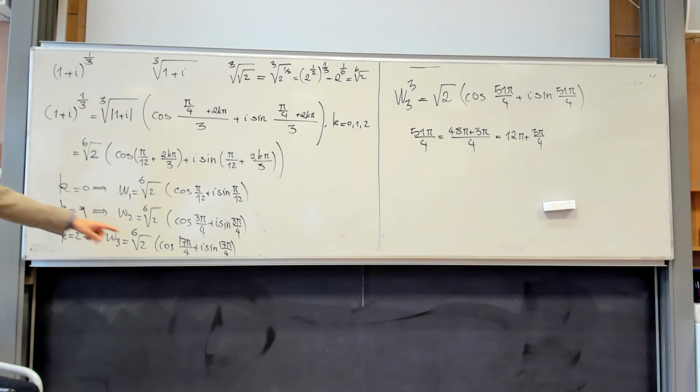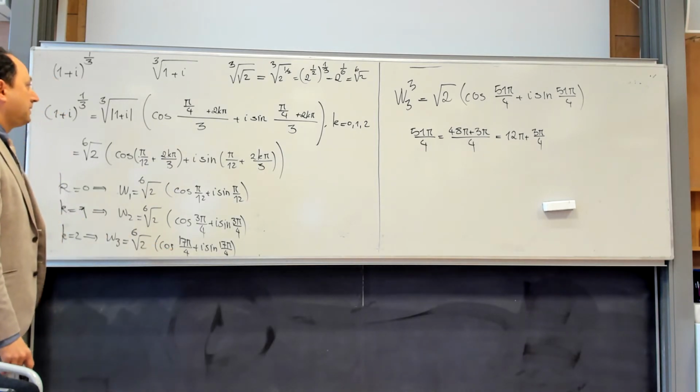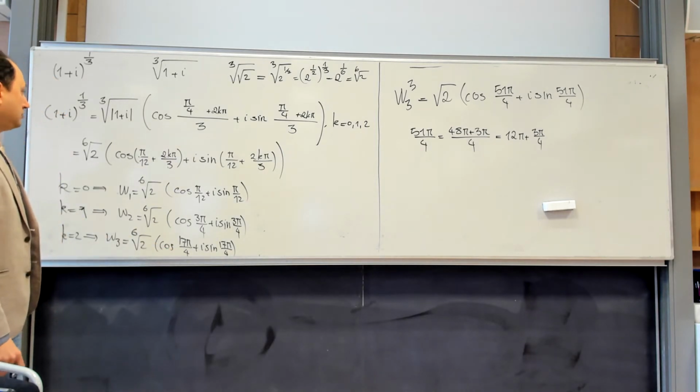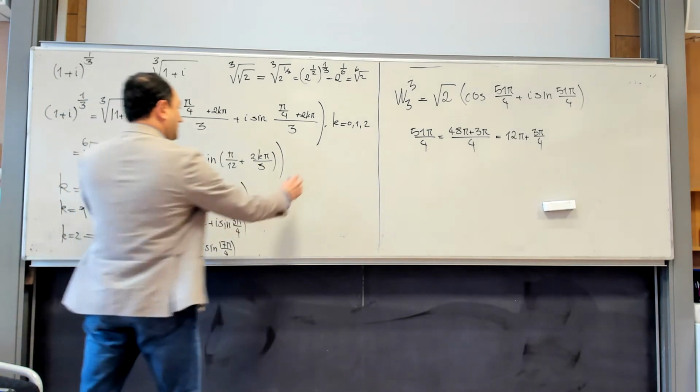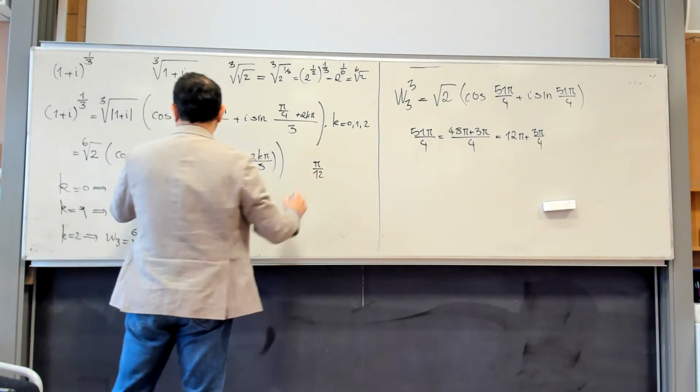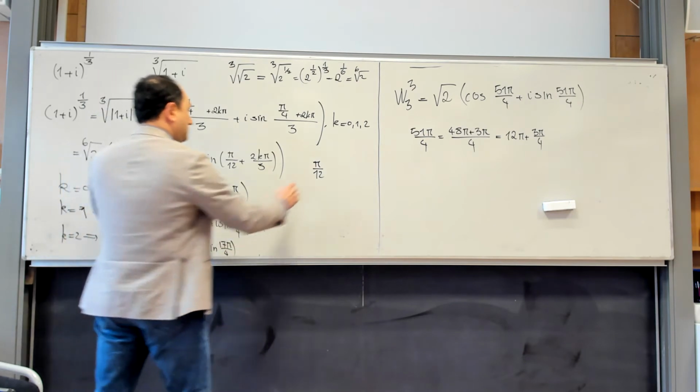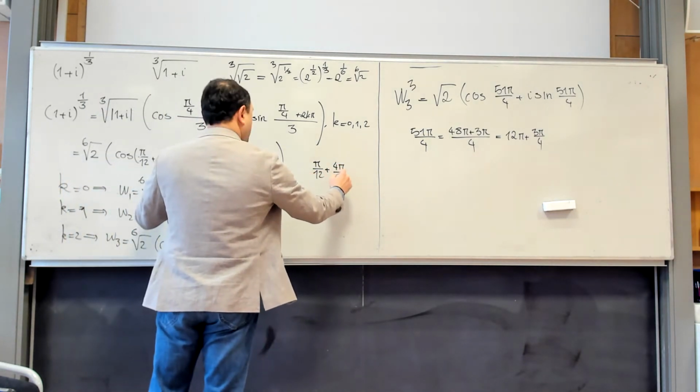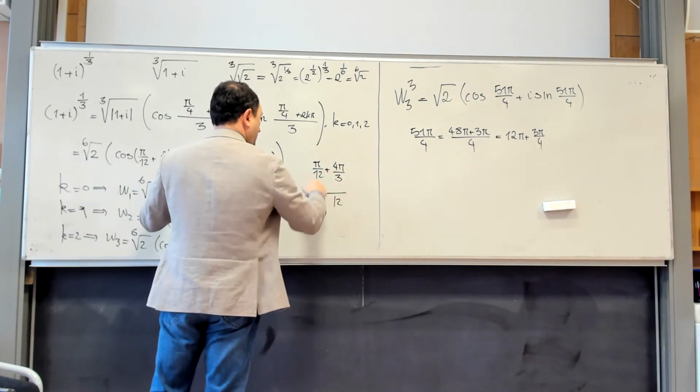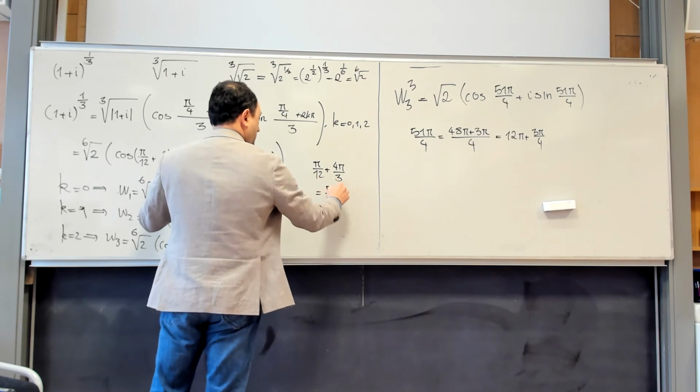So did I do this one correctly? I put 2. Let me double check. If I put 2 here, it becomes 1 over 12, pi over 12. If I put 2, it becomes 4 pi over 3. So the common denominator is 12. So it becomes 16. Am I right?